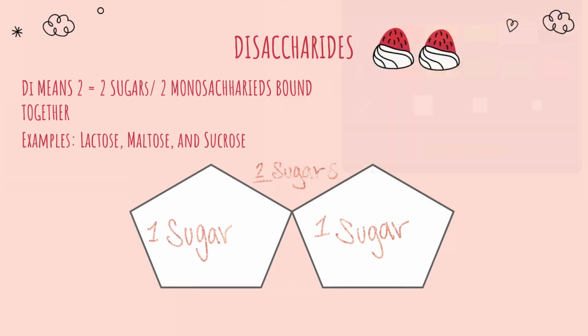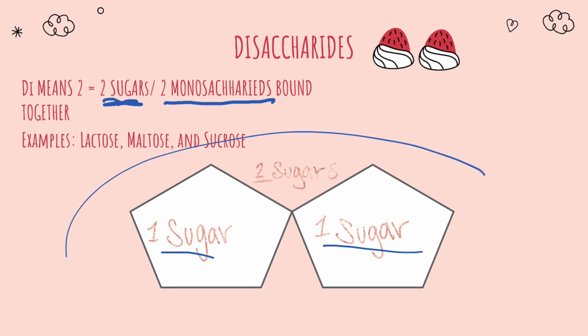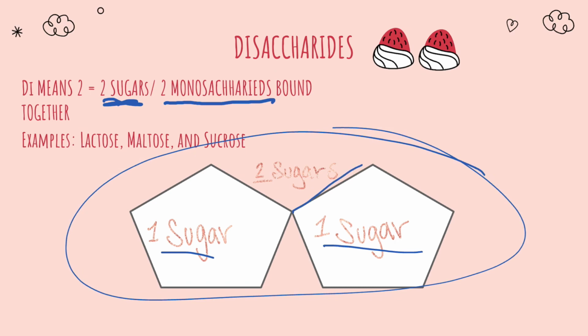Disaccharides. As I mentioned in previous slides, di means 2, so we're going to have 2 sugars or 2 monosaccharides. Oh, I'm sorry, I spelled monosaccharides wrong. I just noticed that. But a monosaccharide is 1 sugar, so we have 2 of the 1 sugar. So you can see the structure of a disaccharide is going to look something like this. And if we went back to monosaccharide, it was just going to be just 1 of these, right?